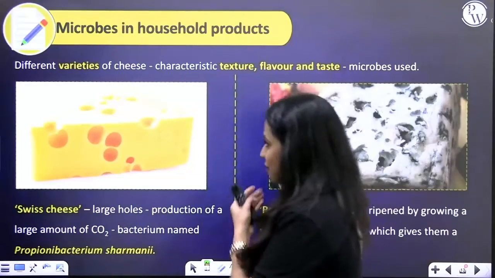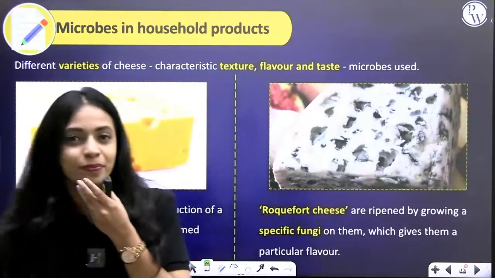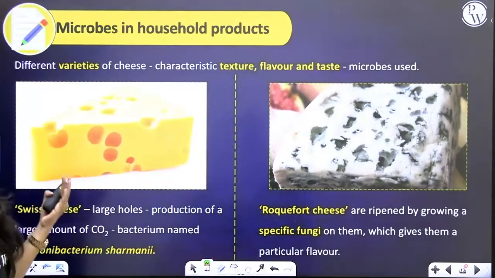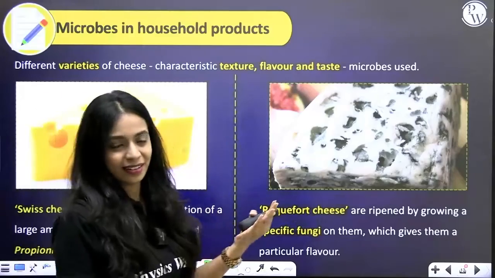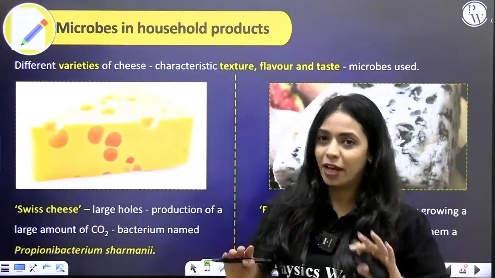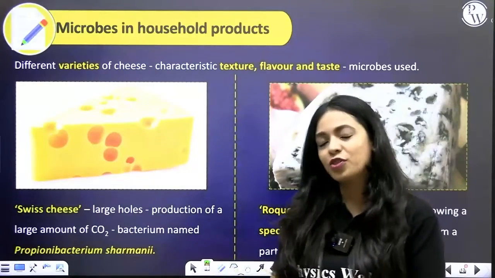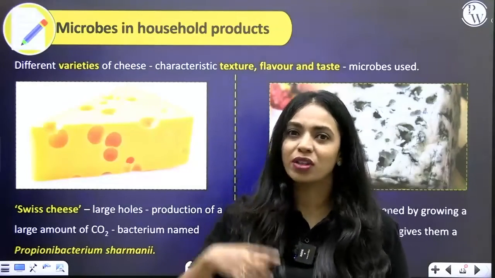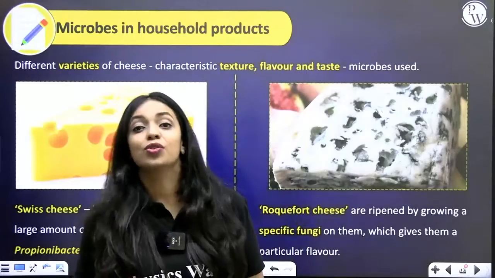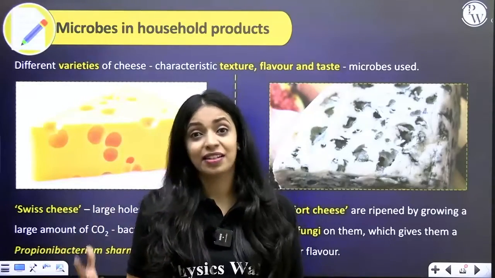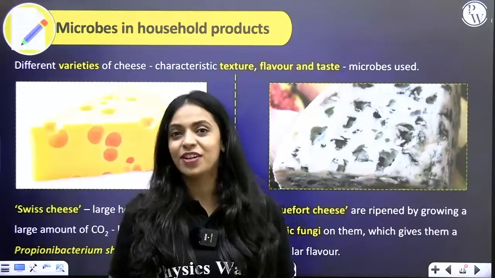Coming to cheese. Any cheese lovers in the room? Raise your hands. There are so many different varieties of cheese, right? I don't know much about its varieties, but I know for sure there are a couple of varieties, and how one type of cheese differs from another depends on the organism that is used to ferment. Depending upon that, you get different varieties and characteristic flavors in cheese.